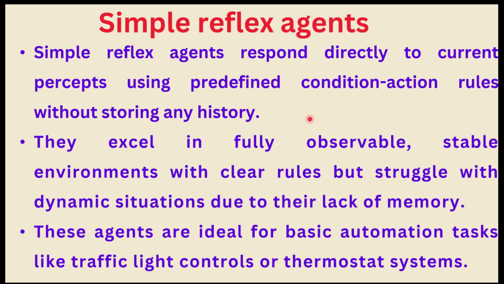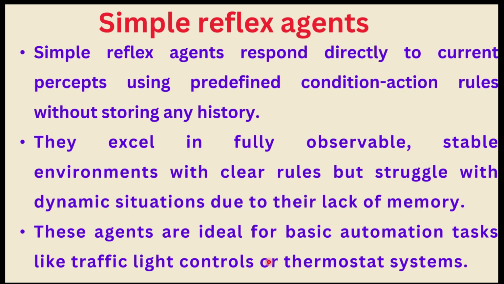It does not store any information, so it struggles when we work with a dynamic situation due to lack of memory, because we are not going to store any previous information. That's why it lacks in dynamic situations. These kinds of agents can be applied in automation tasks like traffic light control and thermostat systems.